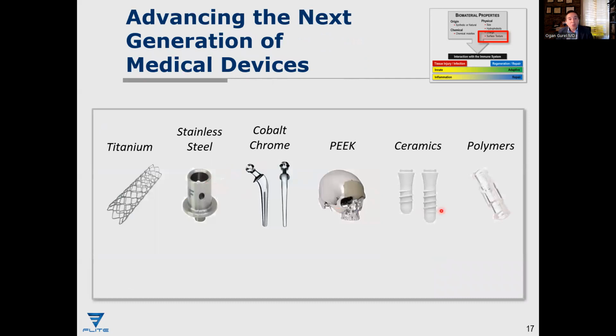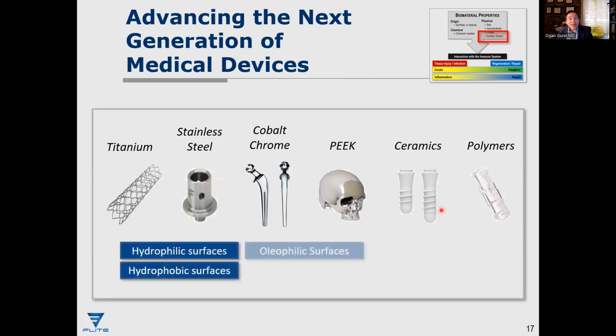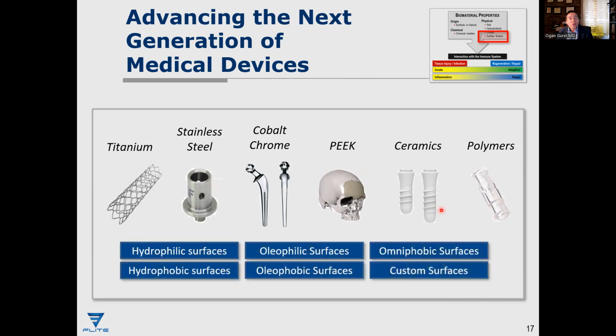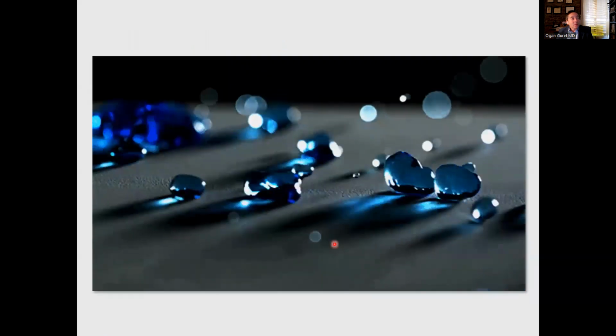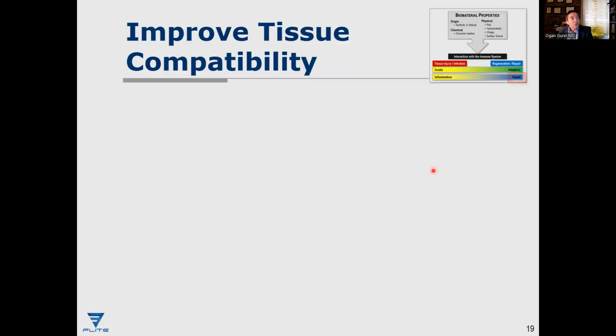So this can be applied to all sorts of devices, creating hydrophobic surfaces, hydrophilic surfaces, oleophilic, oleophobic, omniphobic, and custom surfaces. And what's really intriguing is the possibility of having multi-scale nanotexturing that can be anti-inflammatory, pro-repair, and really matching the complexity of the immune system. So this is an example of that super hydrophobic surface.